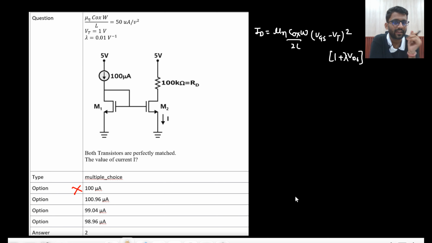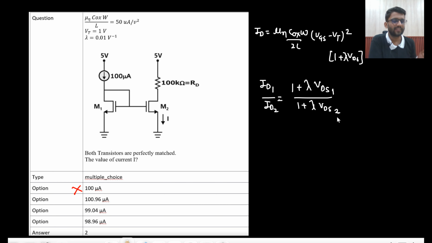So lambda will come into action. So basically, let's just say in M1 I am calling it ID1 current, in M2 I am calling it ID2 current. Both will have the same VGS. We can see here both have the same VT. Everything is the same, and lambda is also the same, but both will have different VDS, right?